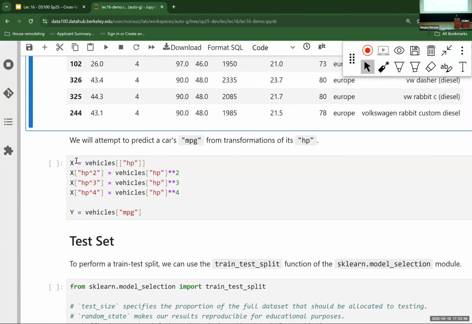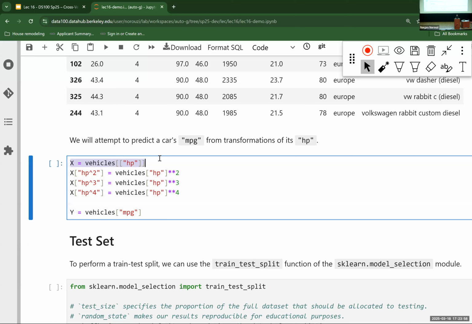So the next thing that I'm doing here is creating my design matrix. I'm saying, okay, go ahead and create X as the data frame that only has horsepower initially. Then I'm going to create a horsepower to the power of 2 column. I'm going to calculate horsepower to the power of 2, to the power of 3, to the power of 4. So that's my design matrix. Now it has 4 different columns.